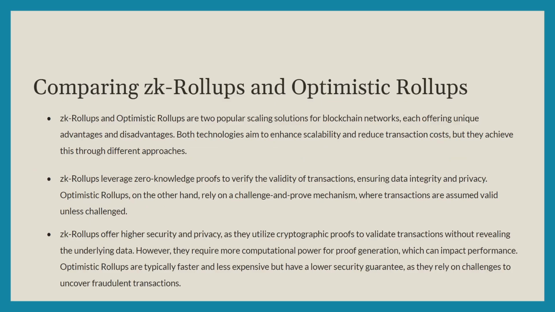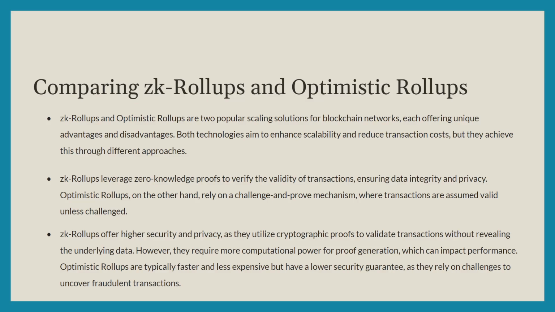So now let's compare ZK rollups and optimistic rollups. ZK rollups and optimistic rollups are two popular scaling solutions for blockchain networks, each offering unique advantages and disadvantages. Both technologies aim to enhance scalability and reduce transaction costs, but they achieve this through different approaches.